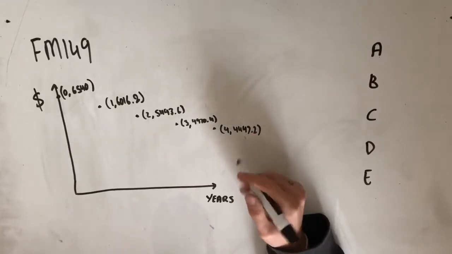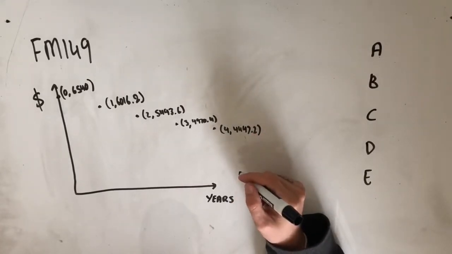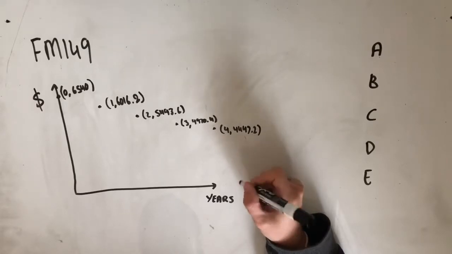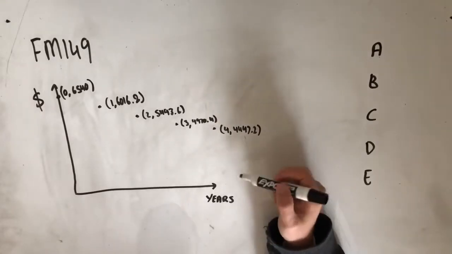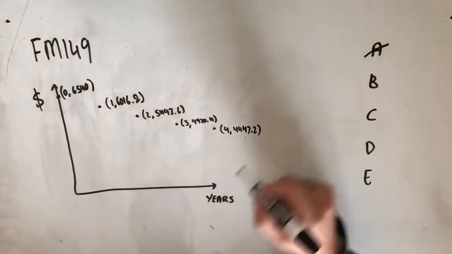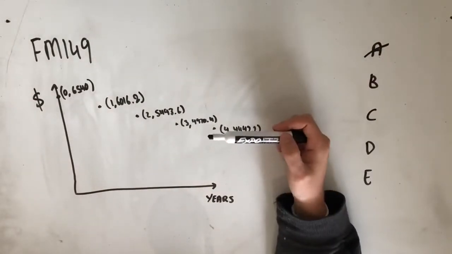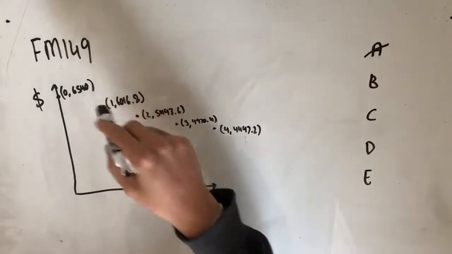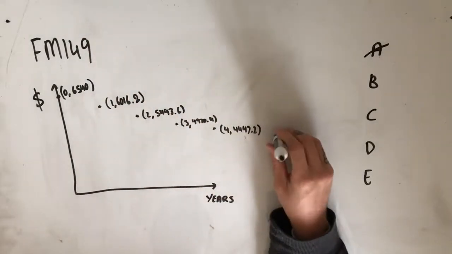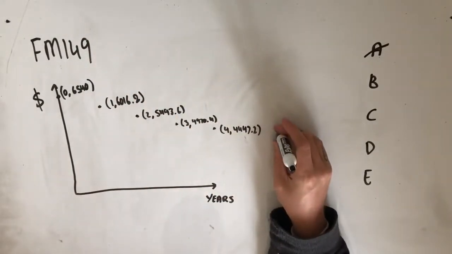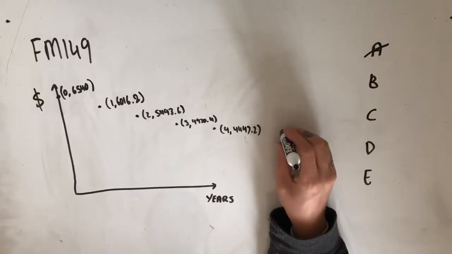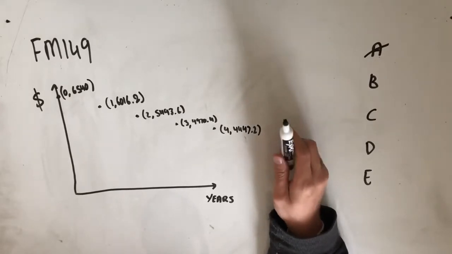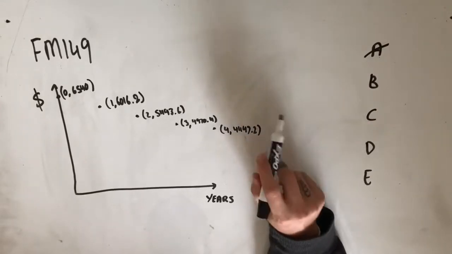Option A says a perpetuity earning interest at the rate of 8% per annum. Now, this is incorrect because if this were a perpetuity, the value of the investment would remain constant. And of course, we can see that this is going down. So immediately, we're probably looking at either someone paying off a loan or looking at the depreciating value of something. So A, definitely not our answer.